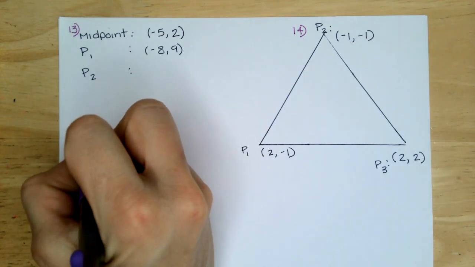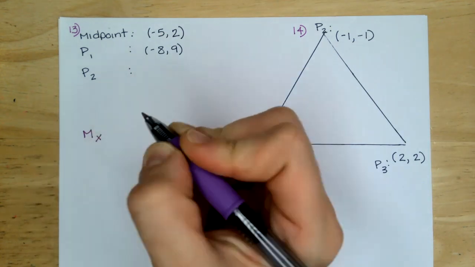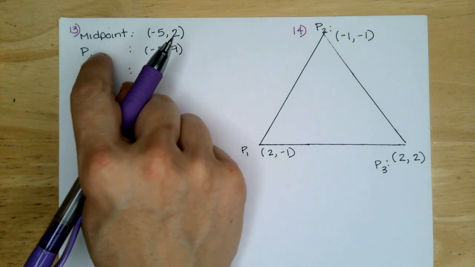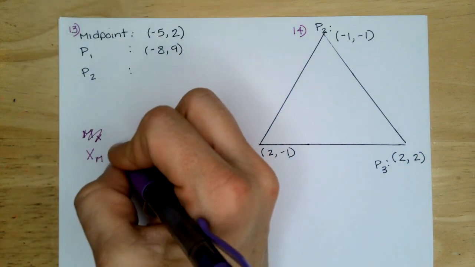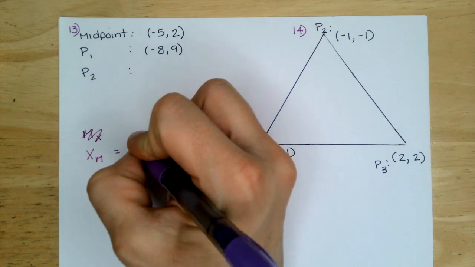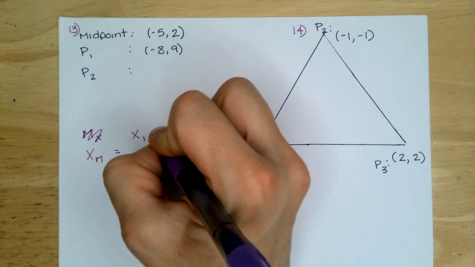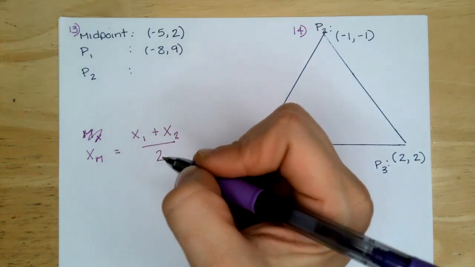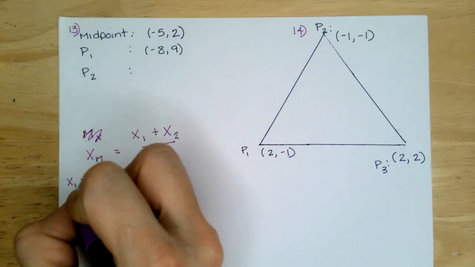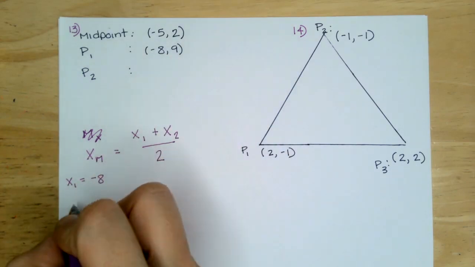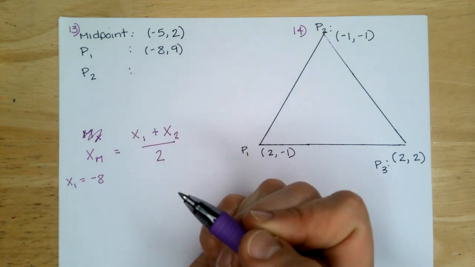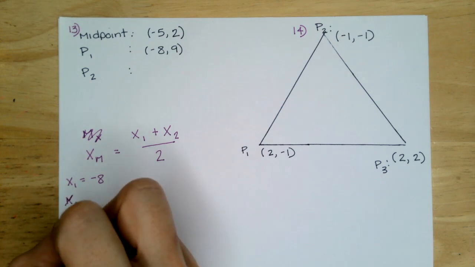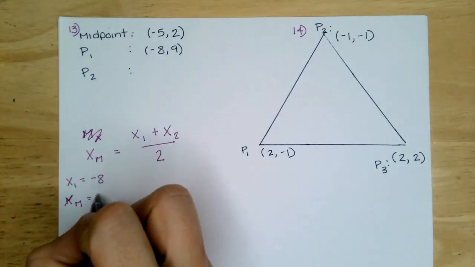So the equation is, sorry, the x value of the midpoint, x value of P1, x value of P2. The x value of the midpoint is equal to the x value of point 1 added to the x value of point 2, divided by 2. What is my x1 and x2? x1 is -8, and I don't know my x2. That's what I'm trying to find out. But the x of my midpoint is -5.